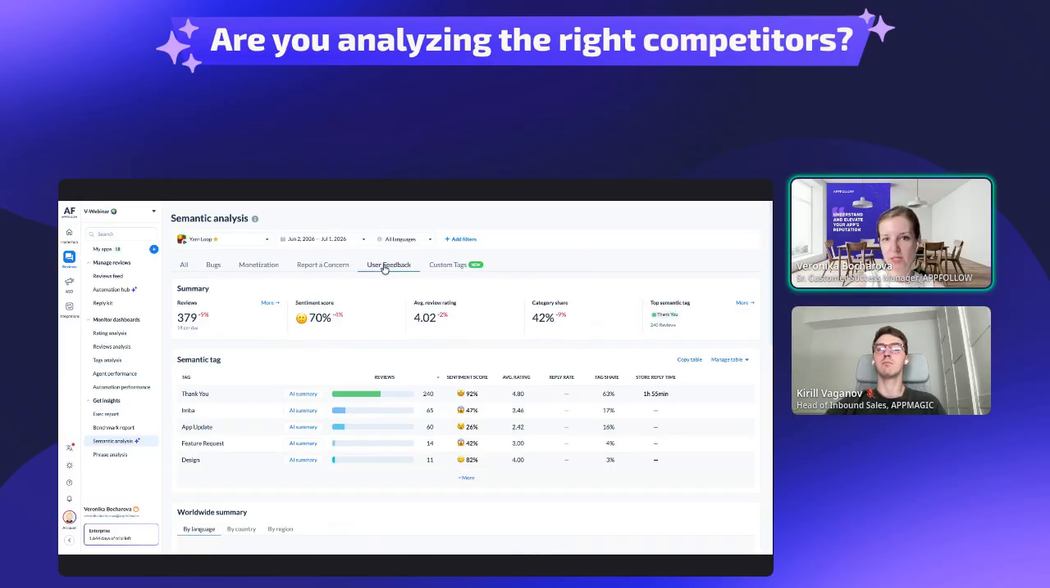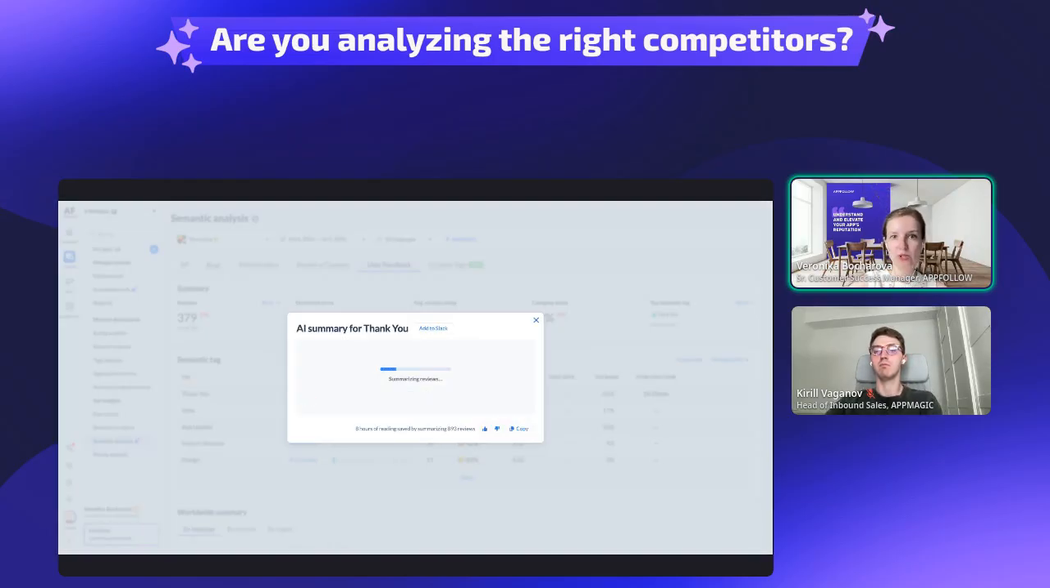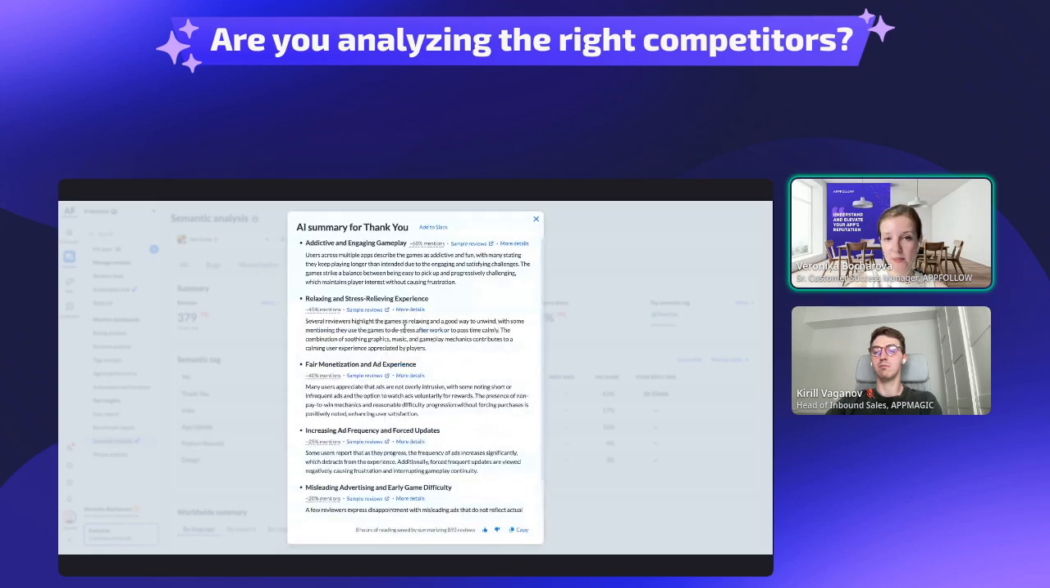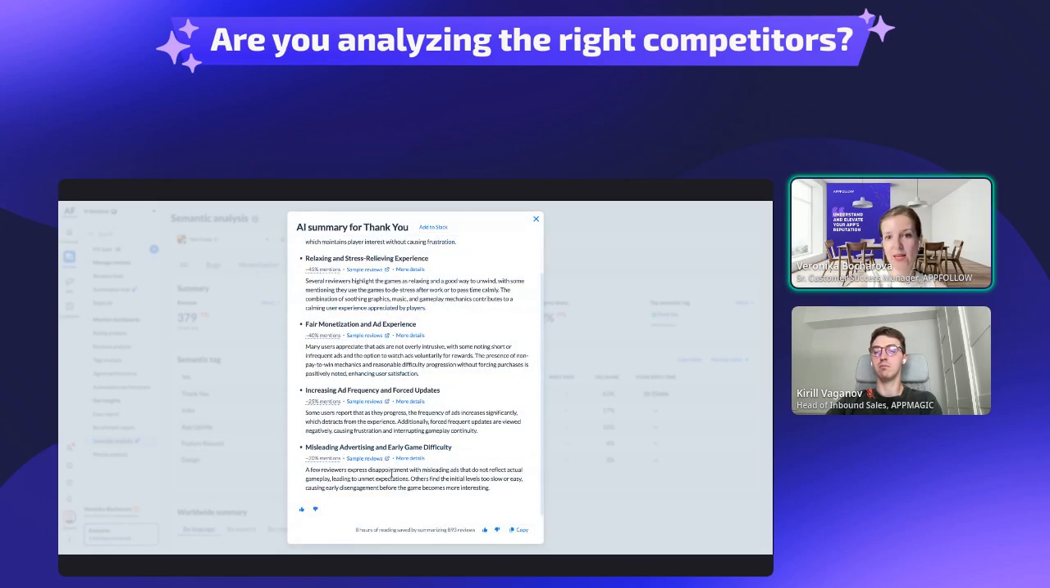So let's dive a bit deeper. We can see the thank you part. So the positive, the praise, is again the most popular one. And if we want to learn what is actually said, we're just going to go to the AI summary of it. You don't have to read through all the reviews they received to get to the main points. You're using the summary, and you can quickly go through that.